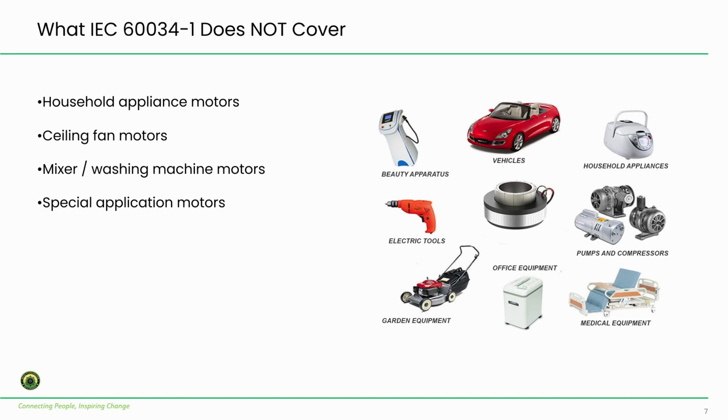So what is not covered by this standard? IEC 60034 does not apply to household appliance motors. Motors used in ceiling fans, mixers and washing machines are excluded from this standard. Such motors follow different product-specific standards. It also doesn't cover machines for rail and road vehicles, which are covered by the IEC 60349 series. Understanding exclusions is as important as understanding inclusions.